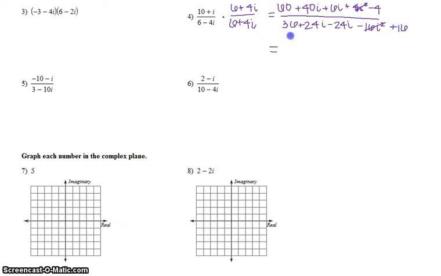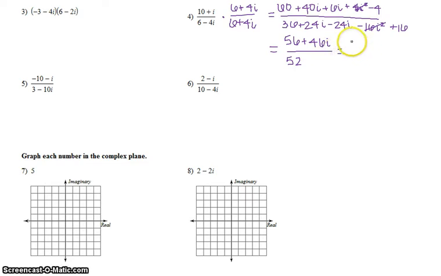On top, 60 minus 4 is 56. 40i plus 6i is 46i. My denominator, 36 plus 16 is going to be 52. 24i minus 24i just cancels. And every time, your denominator should just be a real number. You should not have an imaginary number. That is why we multiply by the conjugate, so that we don't have any imaginary numbers in the denominator.